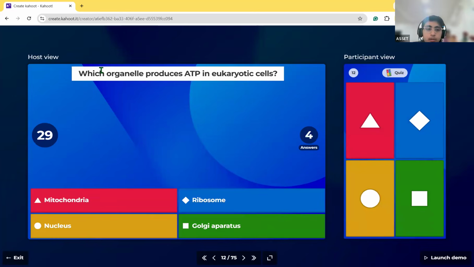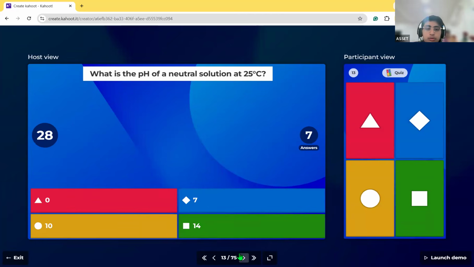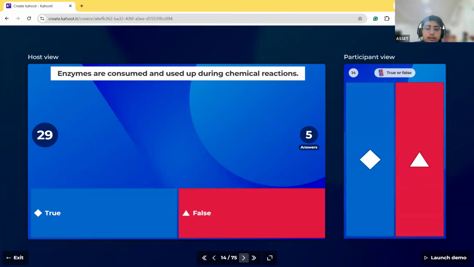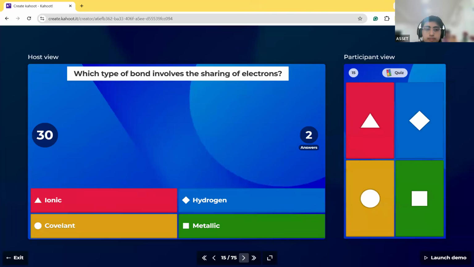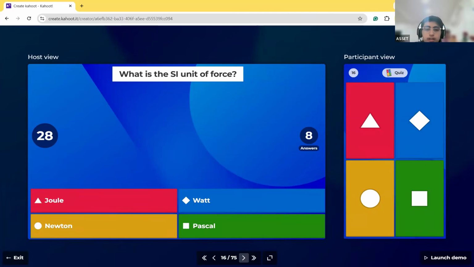Science. Which organelle produces ATP in eukaryotic cells? What is the pH of a neutral solution at 25 Celsius? Enzymes are consumed and used up during chemical reactions. Which type of bond involves the sharing of electrons? What is the SI unit of force?